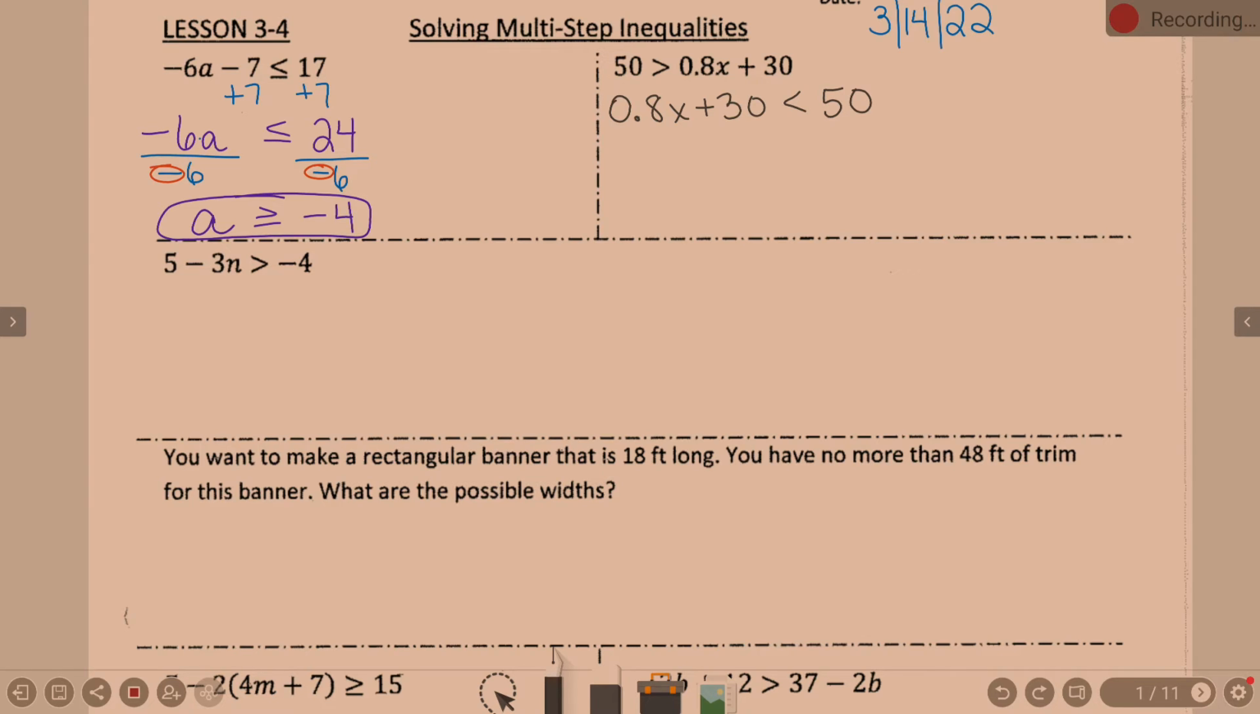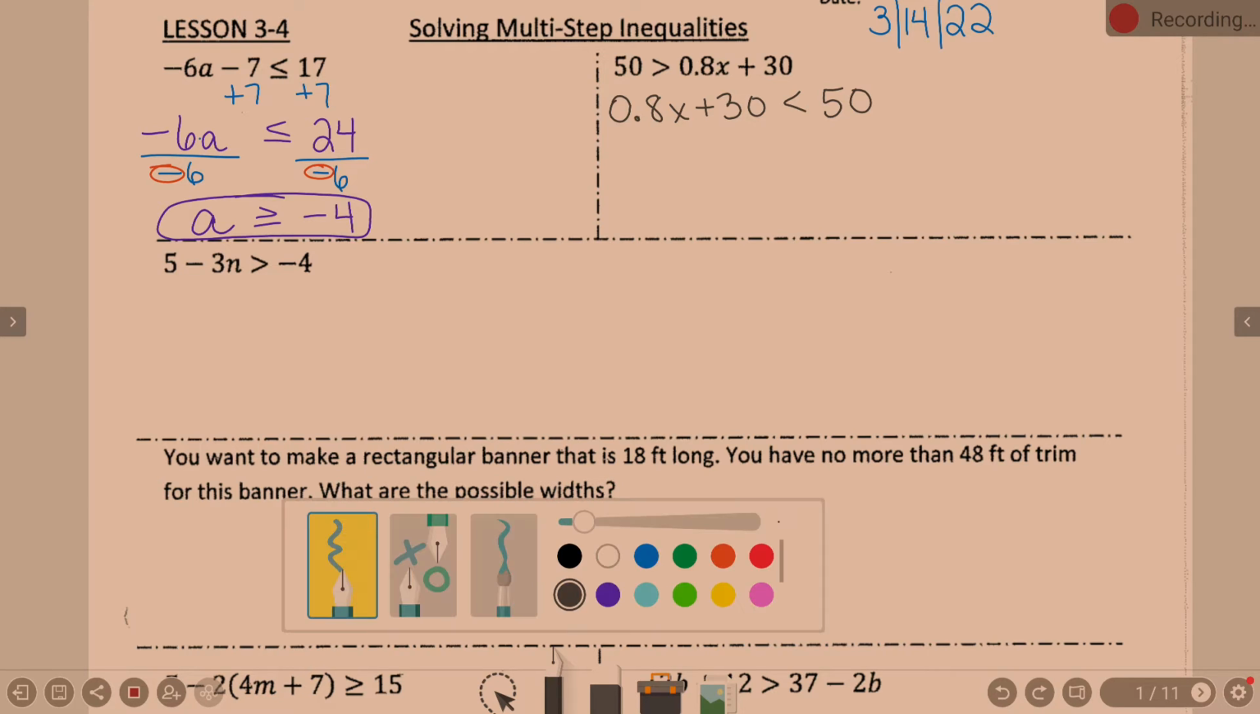So there's two times you would flip a sign. If you multiply or divide by a negative, or in this case, if we flip the pieces. Now, if it's 0.8 times x plus 30, what's the step I take? Subtract 30 from each side. Okay. If it's 0.8x plus 30, we're going to subtract 30.